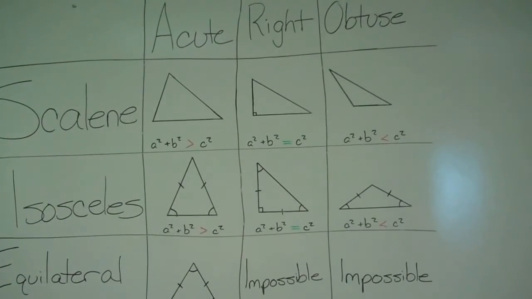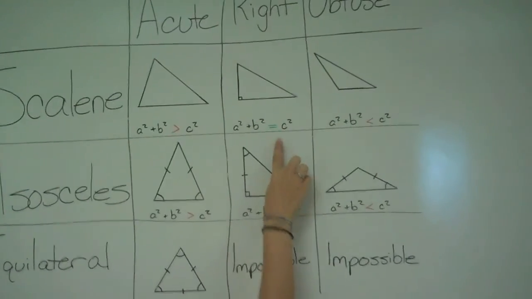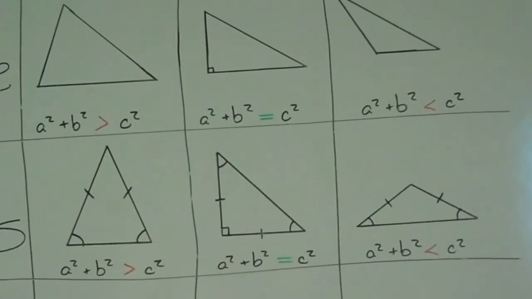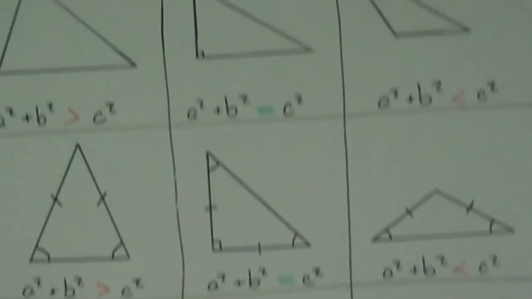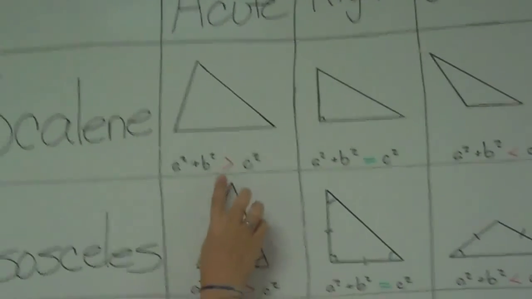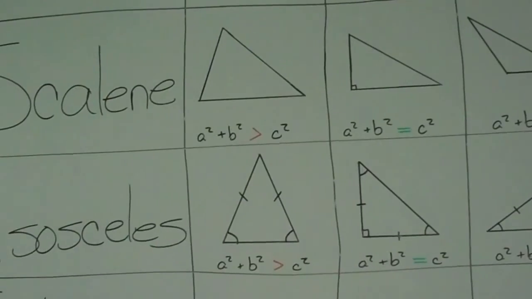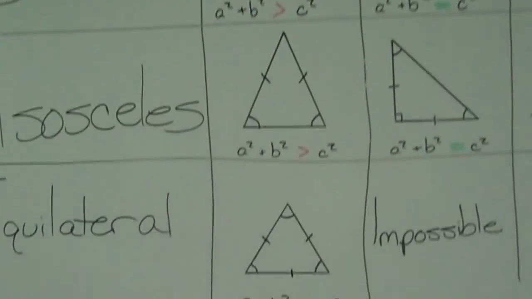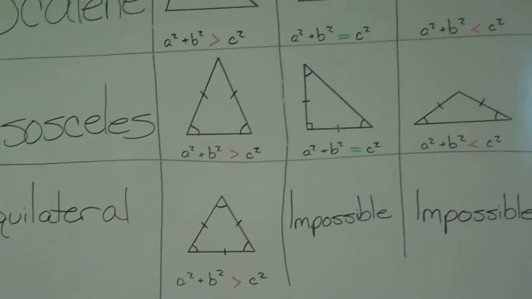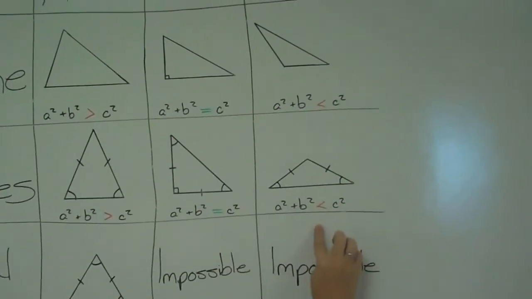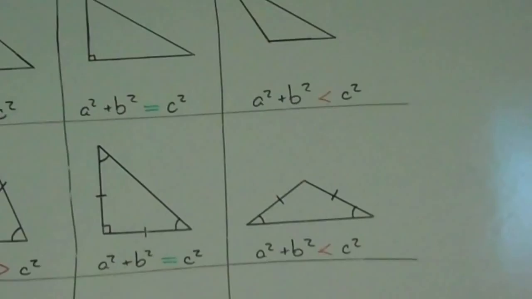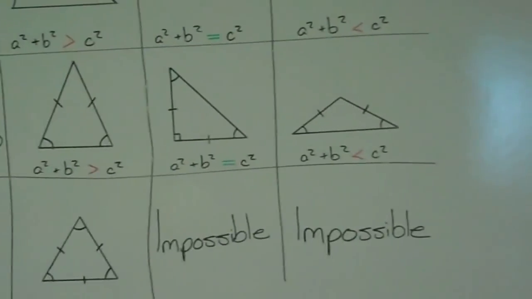We already know that the Pythagorean theorem works for right triangles. From our examples, we can conclude that for every acute triangle, the sum of the squares of the two shorter sides is greater than the square of the longer side. For every obtuse triangle, the sum of the squares of the two shorter sides is less than the square of the longer side.